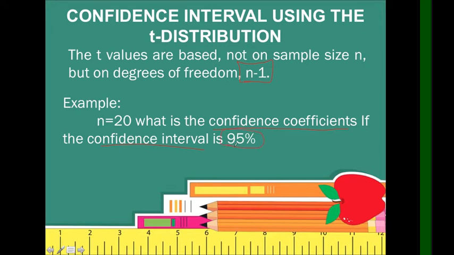The first thing to do is to find the df. For the df, we have 19. How did it become 19? Because we have the formula n minus 1. Our given n is 20, so 20 minus 1 is 19. And the confidence coefficient is 2.09. Let's check.